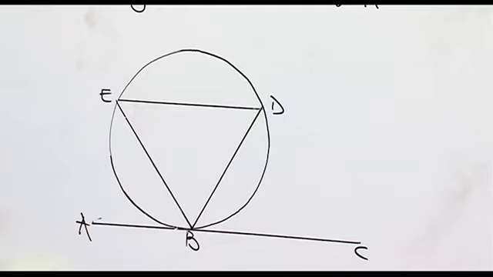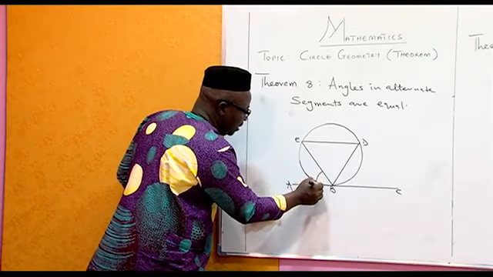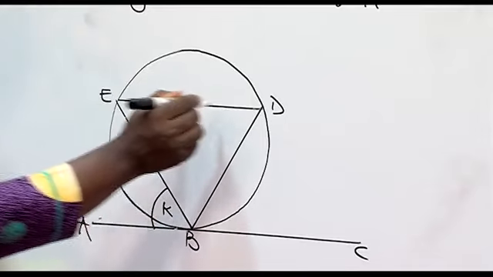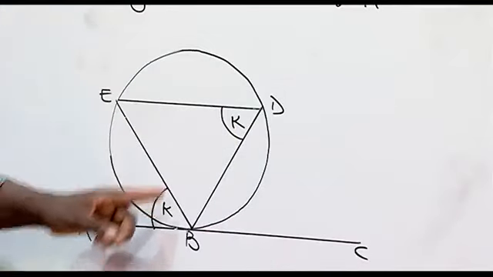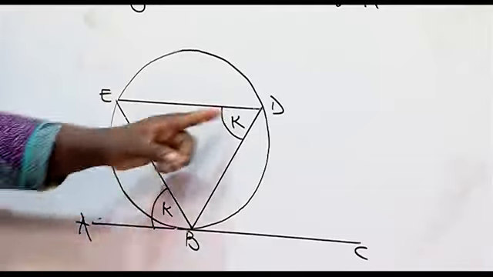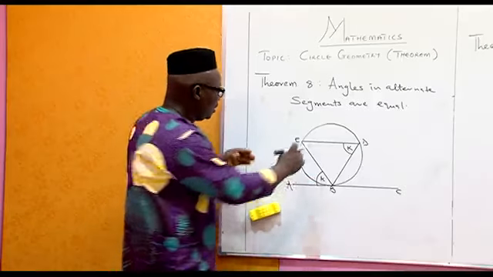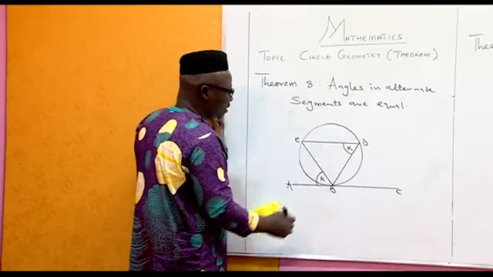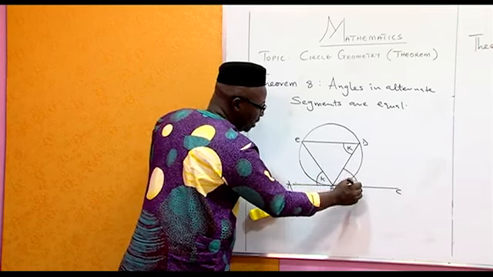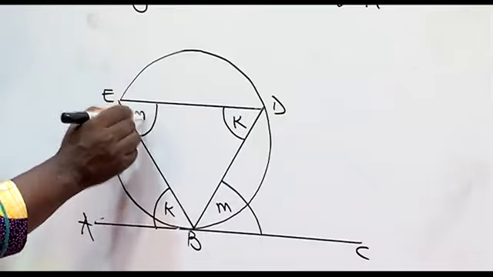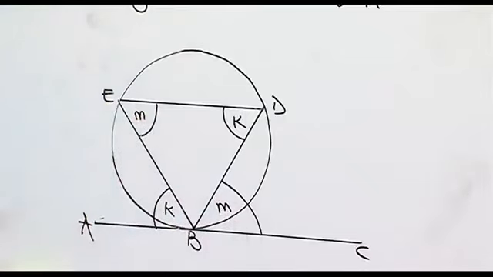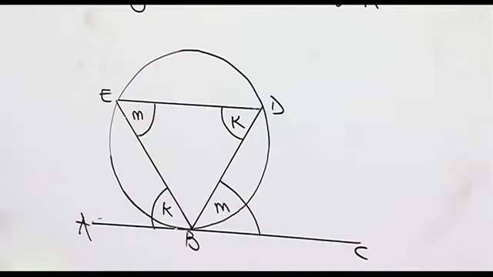Then what this theorem is telling us is that if this angle here is K, this particular angle will also be K, because both of them are angles in alternate segments. This is a segment, this is another segment. Likewise, the angle here, if it is M, this particular angle here will also be M, because both of them are in alternate segments.